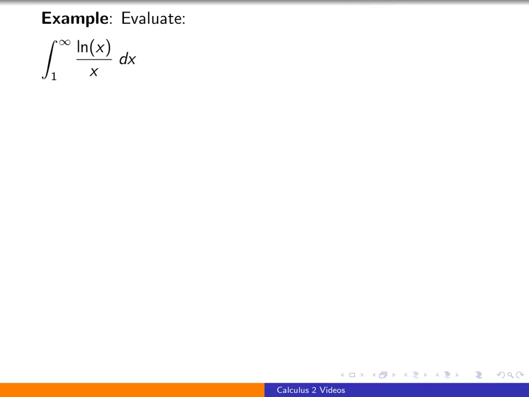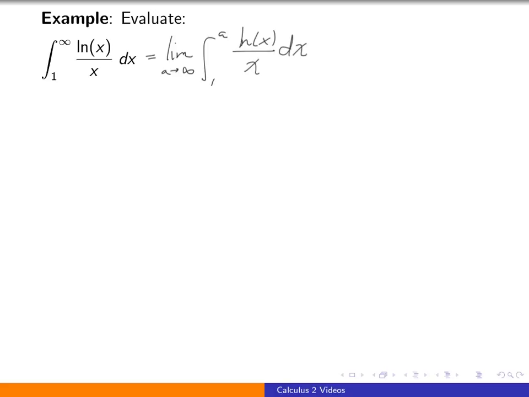So another very similar example. Integral from 1 to infinity means it's an improper integral, and we begin by writing it as a limit. So the limit as a approaches infinity, the integral from 1 to a of the natural log x over x. And observe there's nothing special about using a. You just as easily could use any other variable or symbol that you would like.